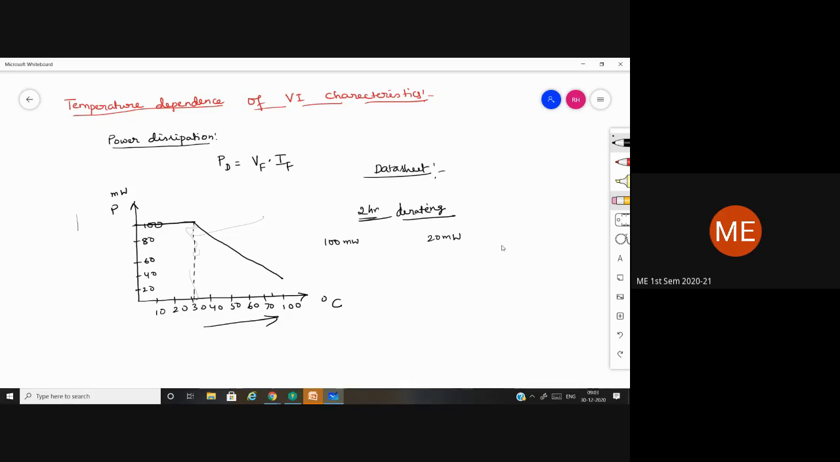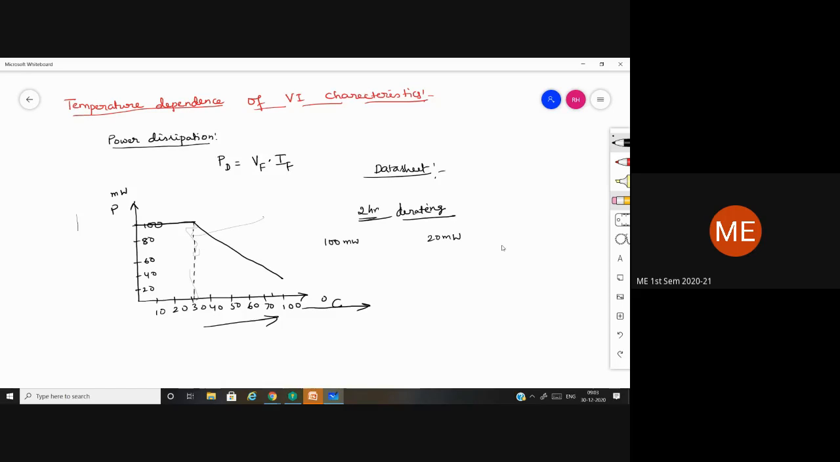So now what happens, when the temperature of the diode keeps on increasing, the power will also keep on decreasing. When the power decreases beyond the given threshold, then we tell that such a type of diode is derated. If you keep on increasing the temperature, one time it will completely burn out. So when it is not going to satisfy the minimum requirement, we tell it is derated.